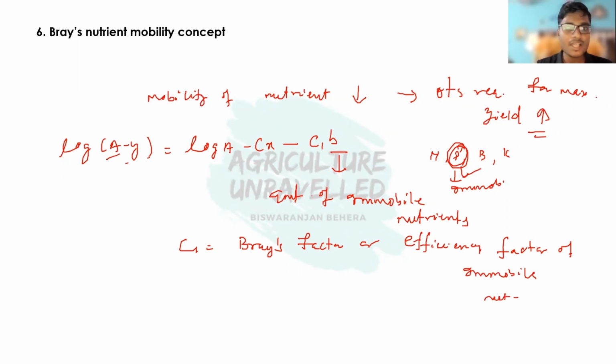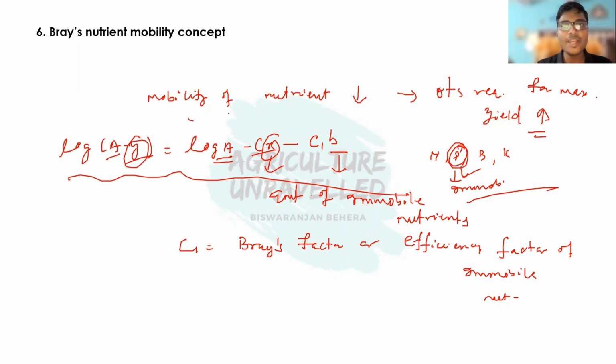Okay, what is A, what is Y, that we have already discussed. What is c, that is the Mitscherlich constant. What is x, that is the total growth inputs or growth factors. A is the maximum yield and Y is the actual yield. Okay, so Bray modified the Mitscherlich equation to this format. And here, remember one thing, Bray's nutrient mobility concept is for immobile nutrients. And it says that whenever the mobility of a nutrient decreases, then the requirement of that nutrient element increases, means more quantity of that nutrient element is required to achieve the maximum yield.